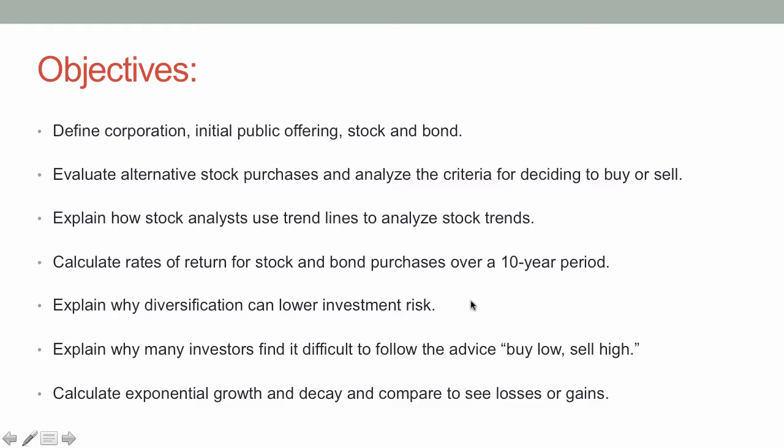We're going to talk about diversification and how it can lower your investment risk, and explain why many investors find it difficult to follow the advice of buy low and sell high. Finally, we're going to do some exponential growth and decay, which you've been working on this term, to compare losses and gains in our stock market.